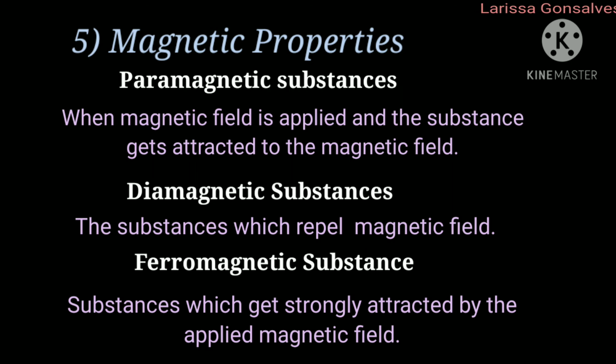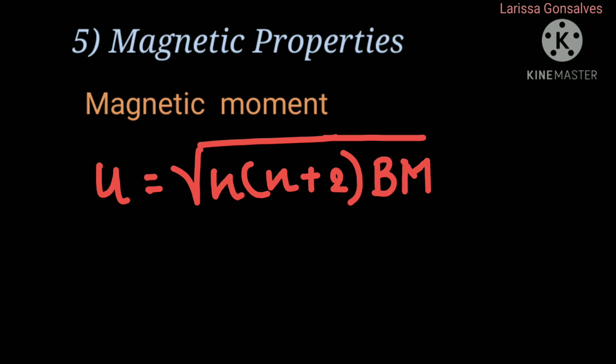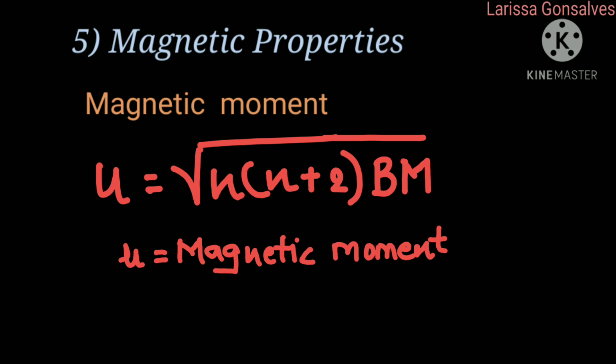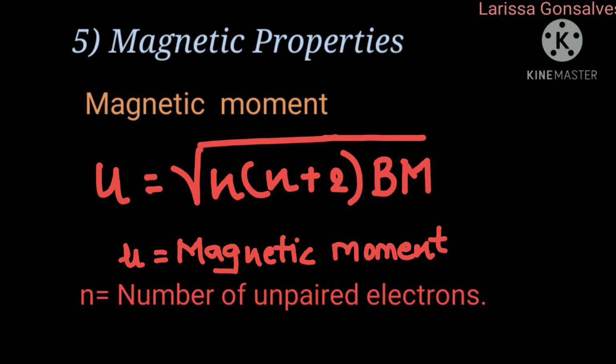The formula for magnetic moment is given as mu is equal to square root of n(n+2) BM. Here mu is the magnetic moment, n is the number of unpaired electrons present, BM is the Bohr magneton. A single unpaired electron has a magnetic moment of 1.73 Bohr magneton. So with the help of magnetic moment, we can determine the measurements of metal complexes of the first row transition elements. Also we can determine the number of unpaired electrons present, because magnetic moment is directly related to the number of unpaired electrons.